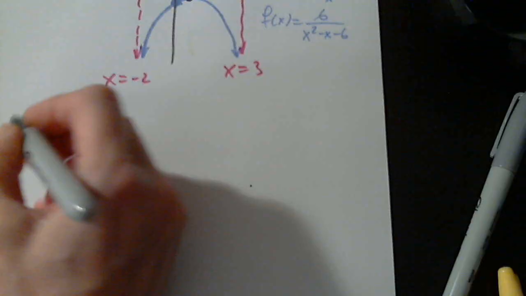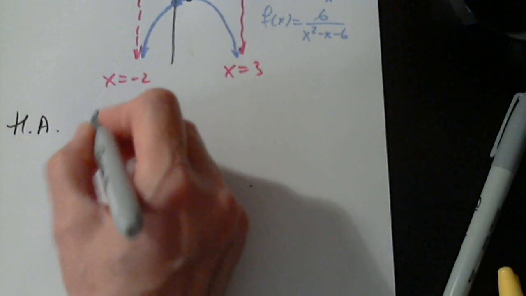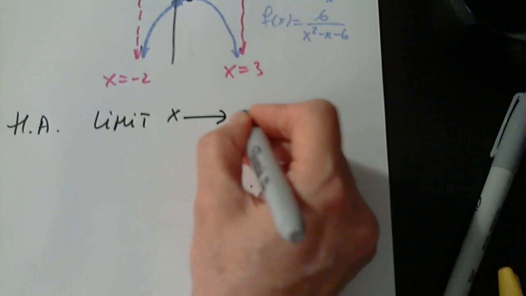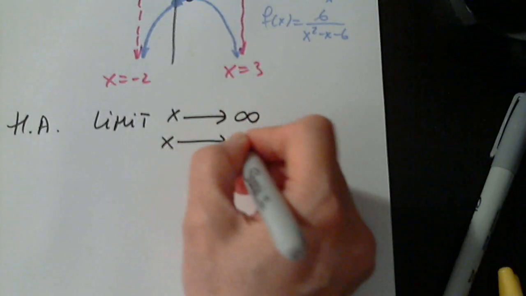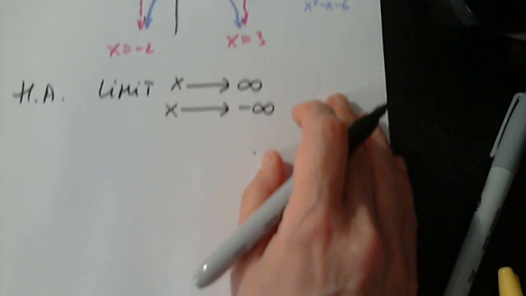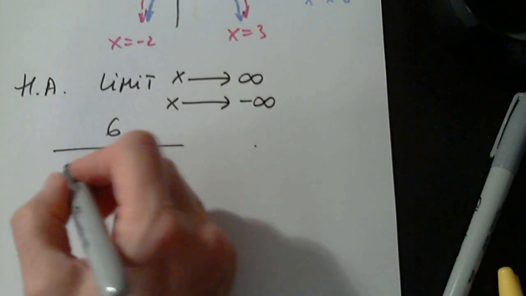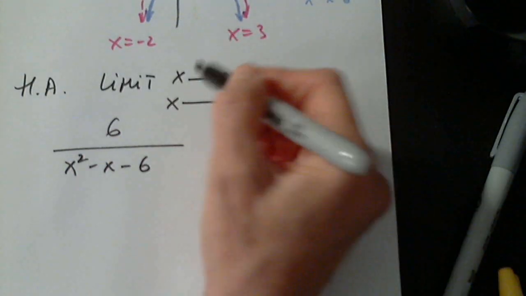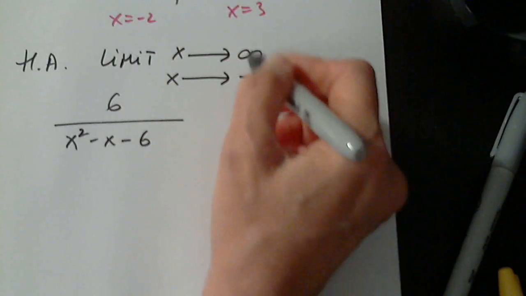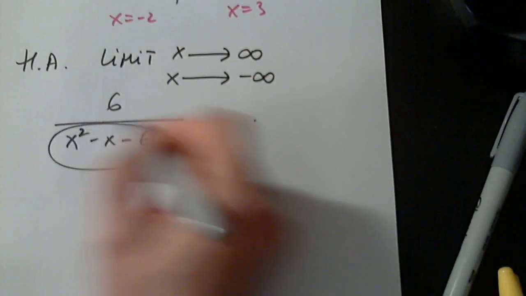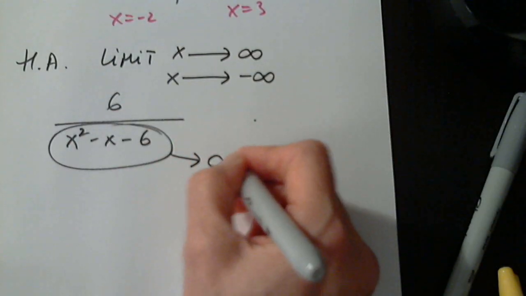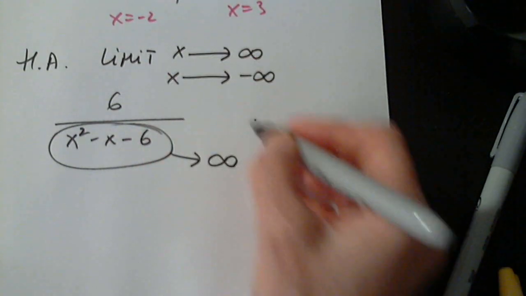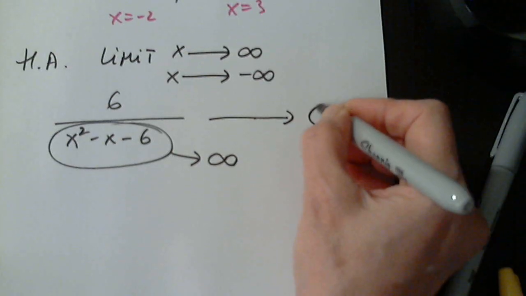So see, when we talk about horizontal asymptote, we talk about the limit as x goes to infinity or x goes to negative infinity. So 6 divided by x squared minus x minus 6, when x increases so much without bound, this gets closer to infinity or negative infinity. 6 divided by infinity eventually goes to 0.